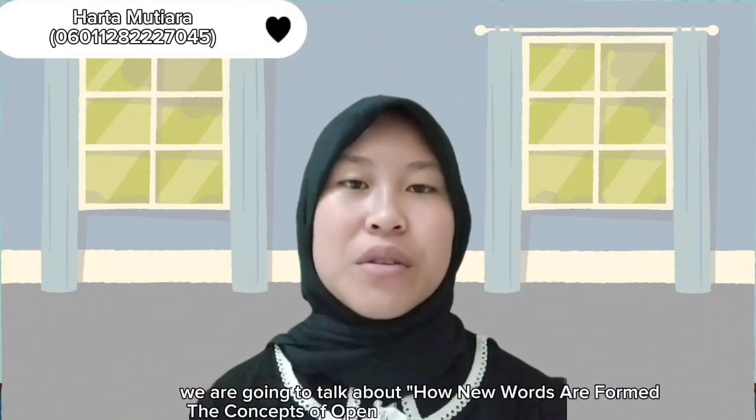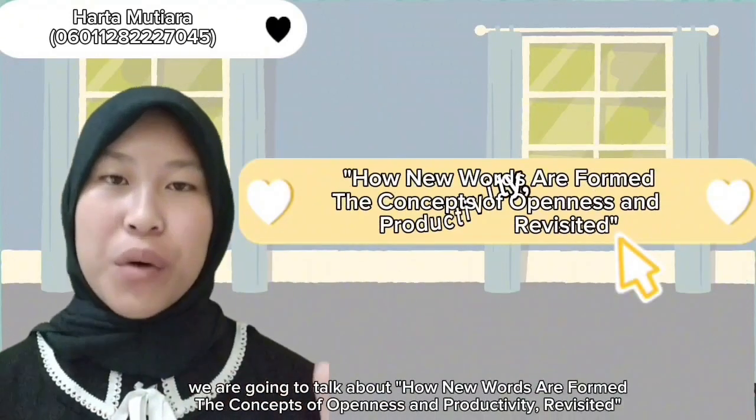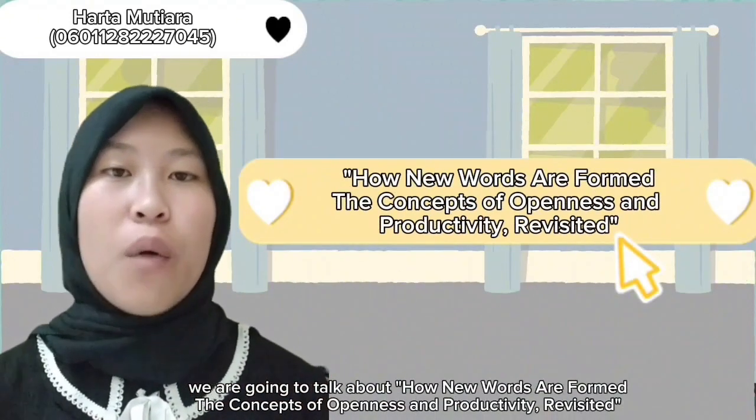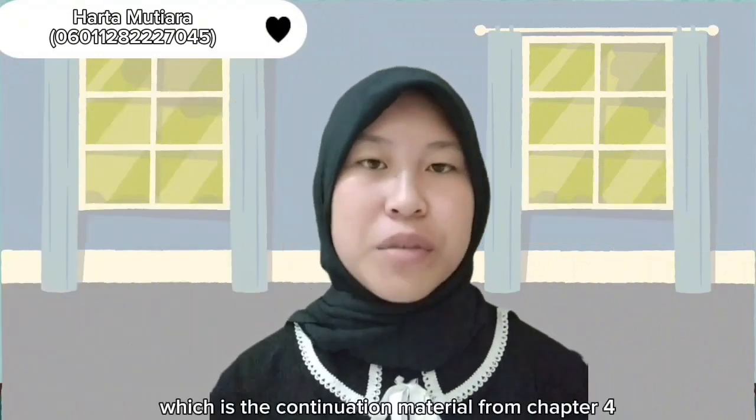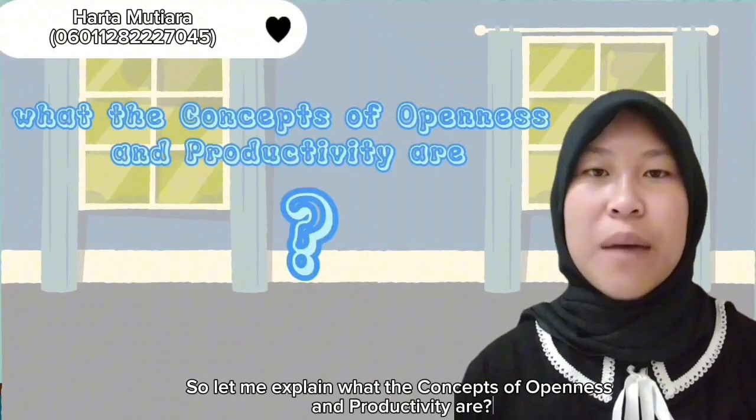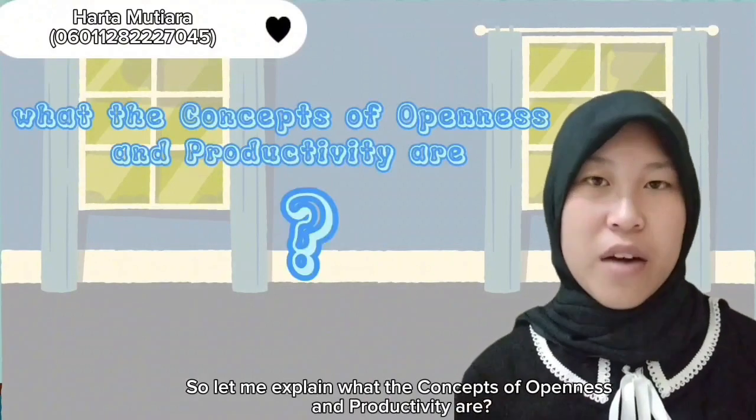We are going to talk about how new words are formed, the concept of openness and productivity revisited, which is the continuation material from chapter 4 about the morphological component. So let me explain what the concepts of openness and productivity are.